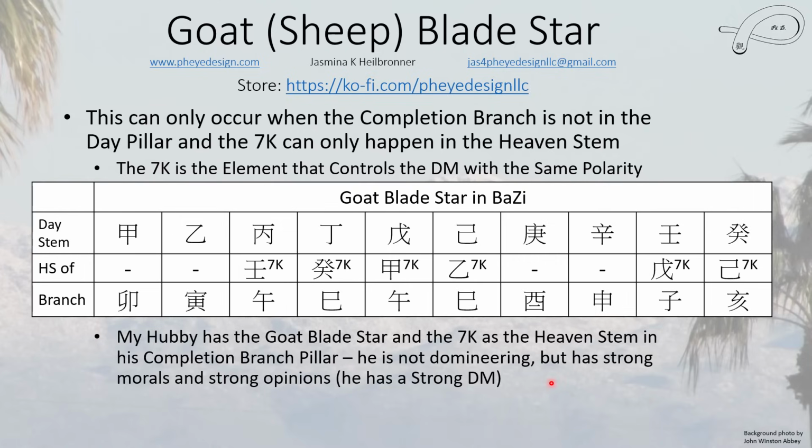My husband is a strong day master, but he is not domineering. He's a lot more flexible than you might otherwise think. Now there are no harms, punishments, or clashes in his chart. So the only thing he has is this 7K. So this does seem to work. It seems a little weird that it works, but it does.